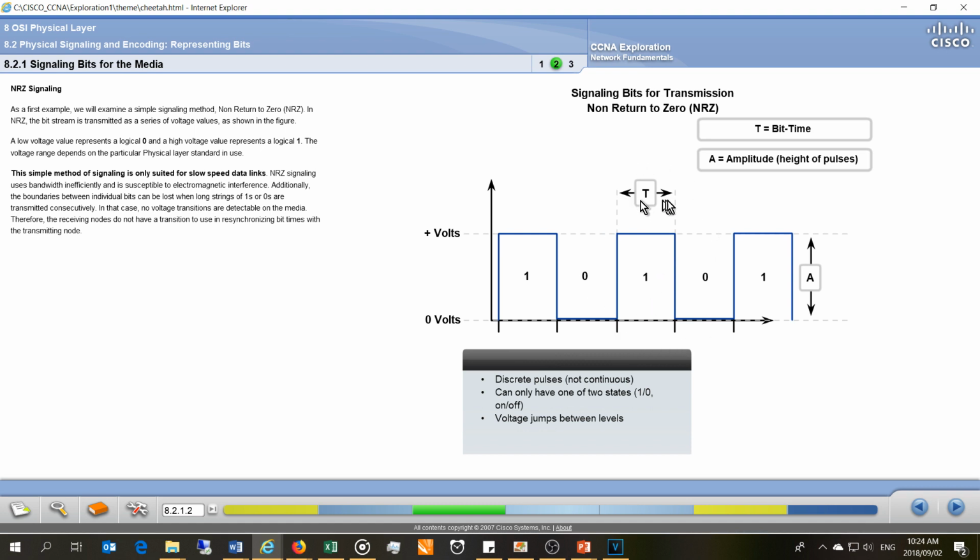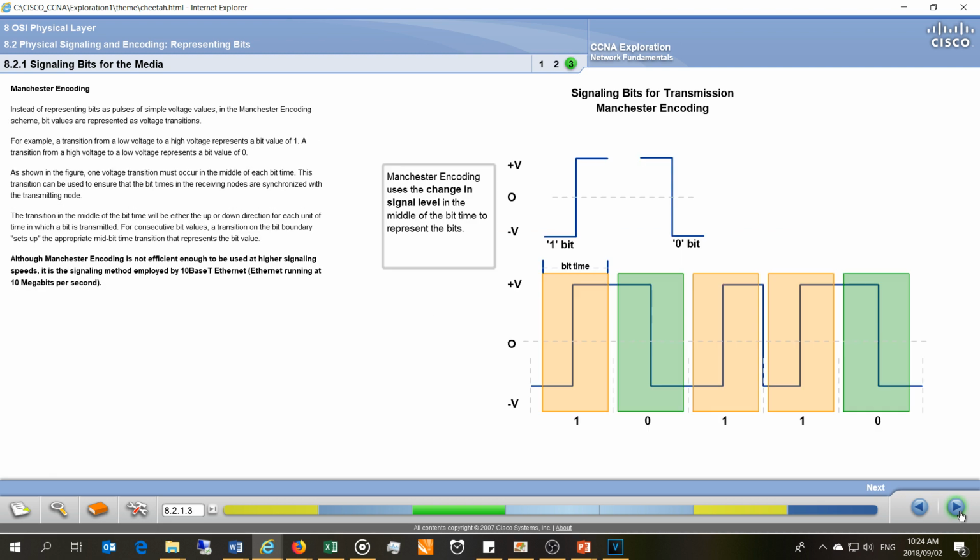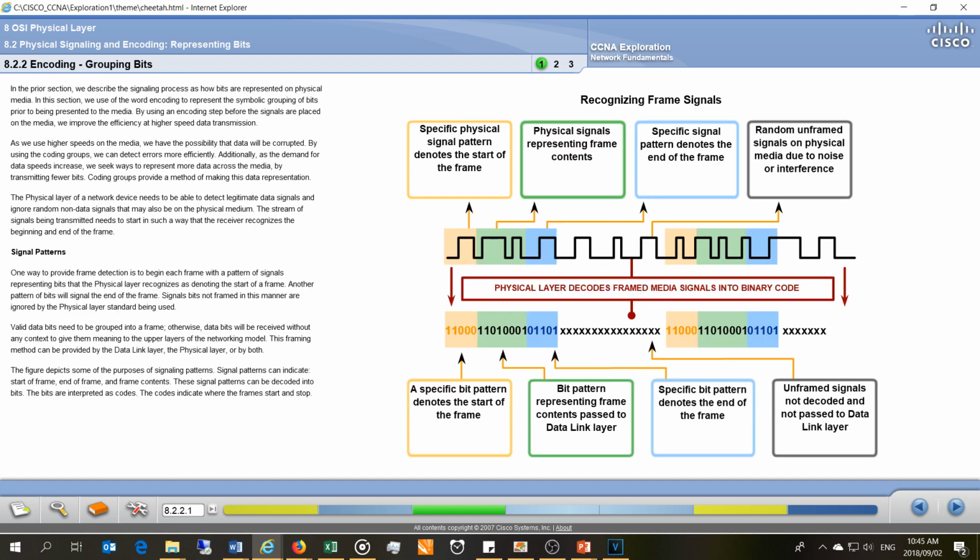There we go, the time with the single bit. All right, now there are various signaling methods, non-return-to-zero, Manchester coding, although that will fall more into digital systems, and I'm not going to go into that right now. One of the major features of the physical layer is the encoding of the signal, and this is seen as the grouping of bits. Now, here is a little picture showing some of the features.